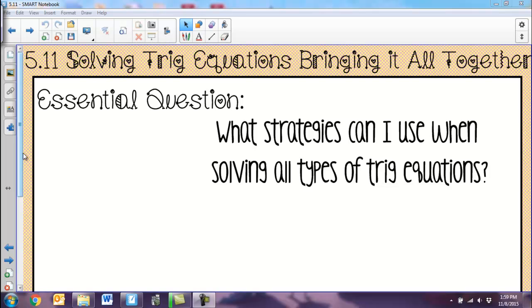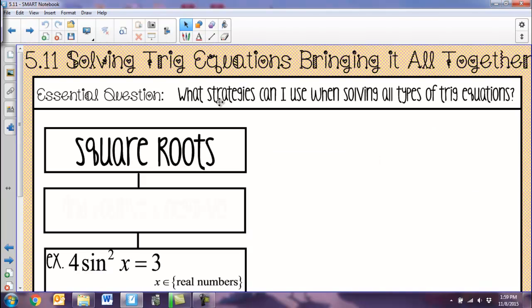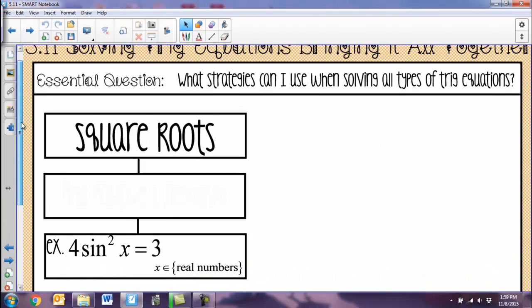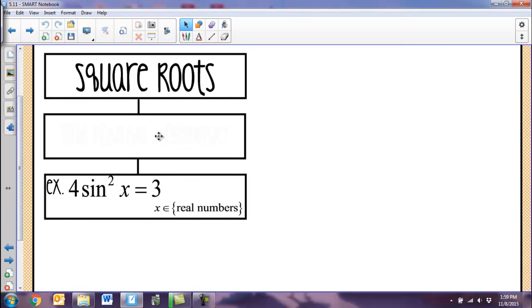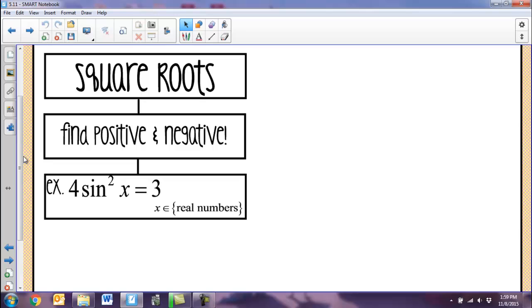You can solve by square roots, by combining like terms, by factoring, and there are 2 different types of factoring, and then by using some of the trig identities that are on our formula chart. So let's start by talking about the square roots way. When I am solving by square roots, the biggest thing to remember is to find your positive and negative values after you take the square root, because when you take a square root, you get a plus and a minus.